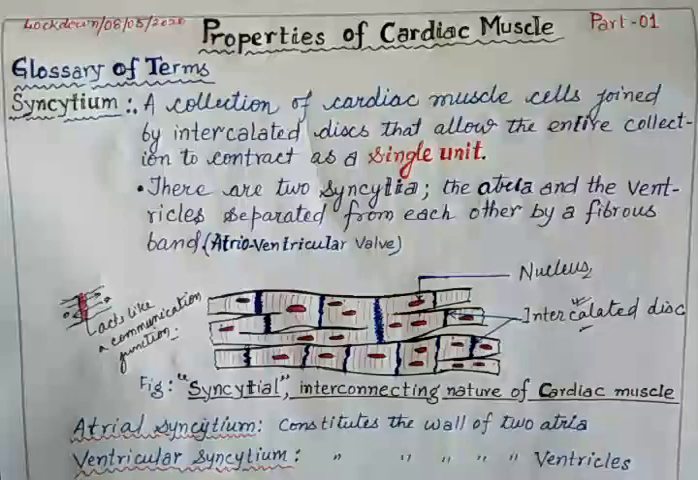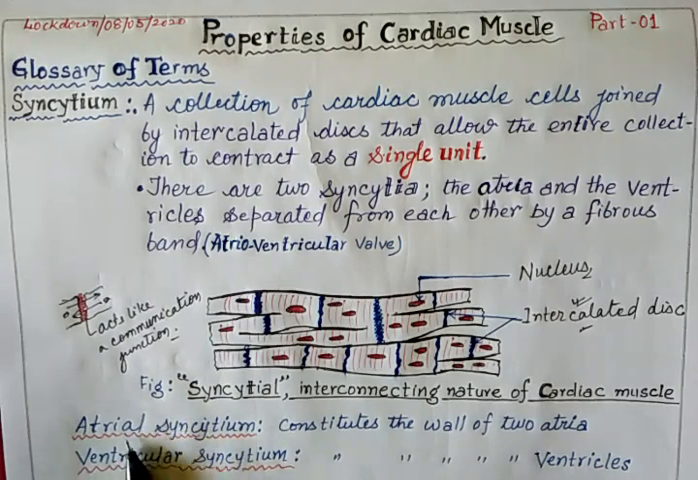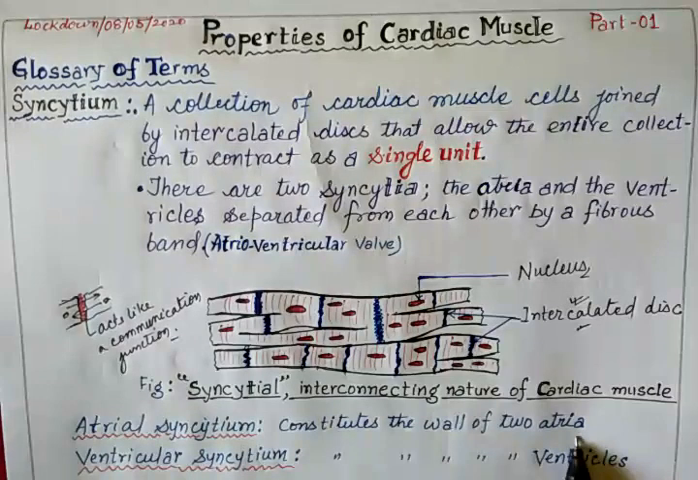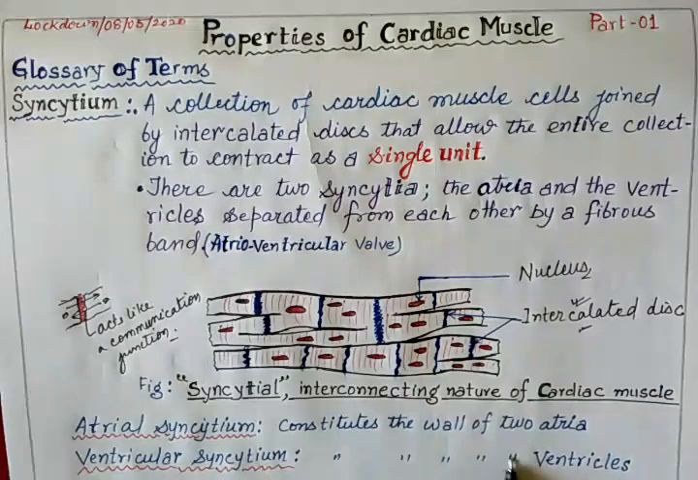There are two syncytia. So what are these two syncytia? Atria, which is the plural form of atrium or auricle, and ventricles. I have written here, you can see, the atrial syncytium constitutes the wall of the two atria. There are two atria, we will see the structure of the heart. And the ventricular syncytium similarly constitutes the wall of the two ventricles.